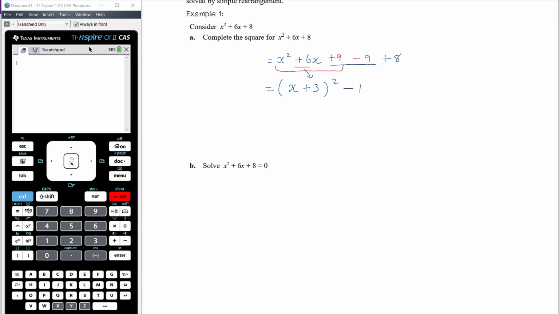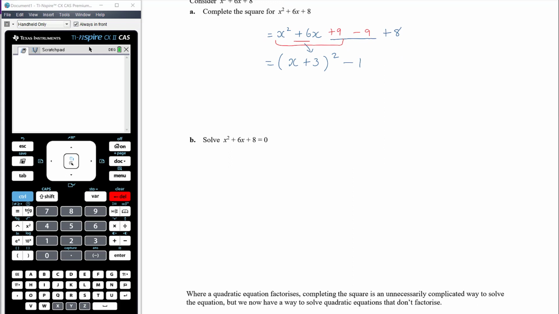Okay, so then we want to solve x squared plus 6x plus 8. Now, this is probably not the best example as the first example here, because if I was solving x squared plus 6x plus 8, the first thing I would do is try to factorise it. And it does indeed factorise. It gives us x plus 2 times x plus 4 equals 0. Okay, and then we would use our null factor law, x plus 2 equals 0, which means x equals negative 2, or x plus 4 equals 0, which means x equals negative 4. And we get our two solutions.